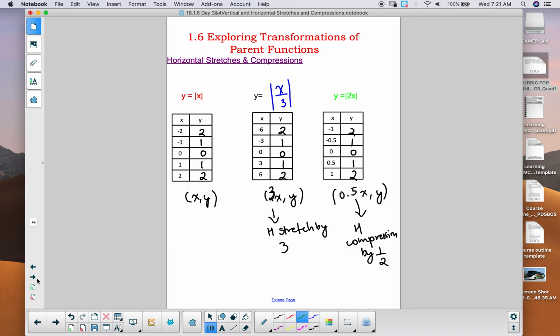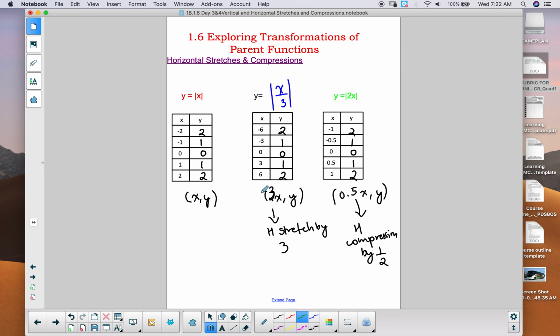We're also going to go to horizontal stretches and compressions. And we're going to start with the absolute value parent function, y equals absolute value of x, and compare that to absolute value of x divided by 3, and a third function, y equals absolute value of 2 times x. So I made the table of values, and as you can see here, it goes from -2 to +2. But in the second table of values, I went from -6 to +6. And in the third table of values, I went from -1 to +1.